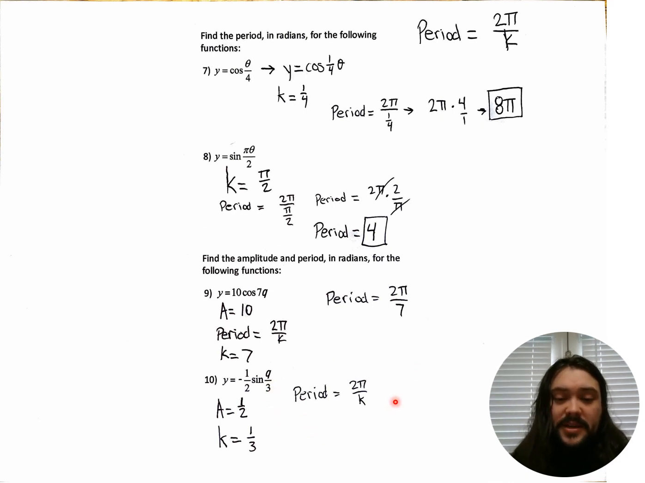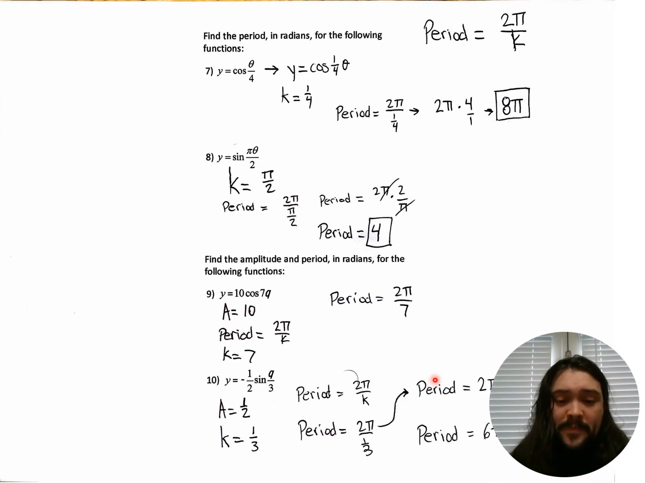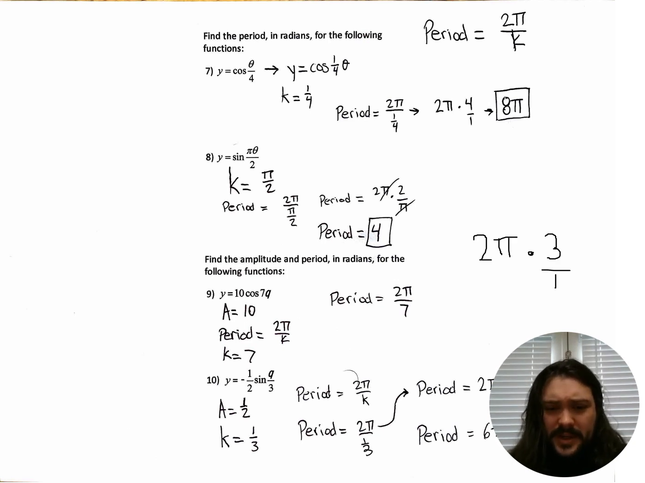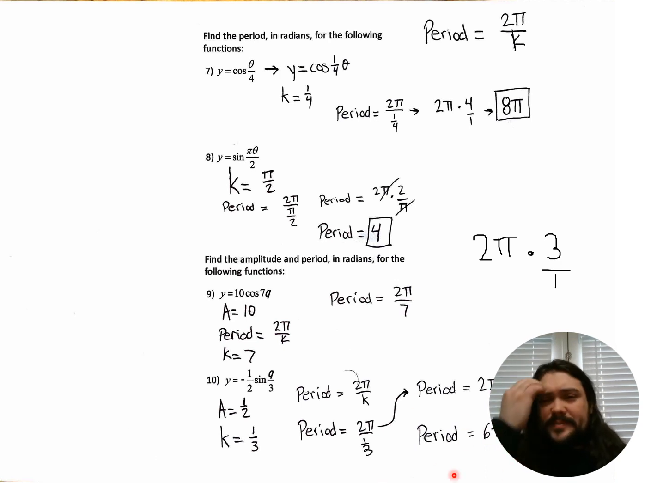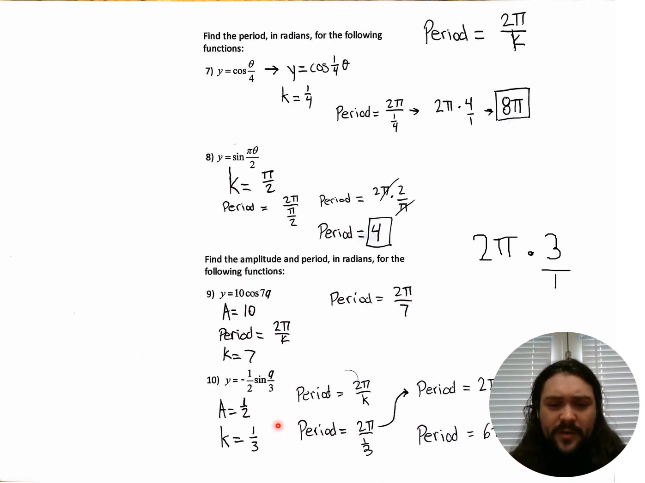The period is, again, 2 pi over k. So we have our period is 2 pi times 3. All right, sorry. So we get 2 pi times 3 over 1, which we get a total of 6 pi as our period. So 3 times as much as a normal one if we're dividing it by 3.